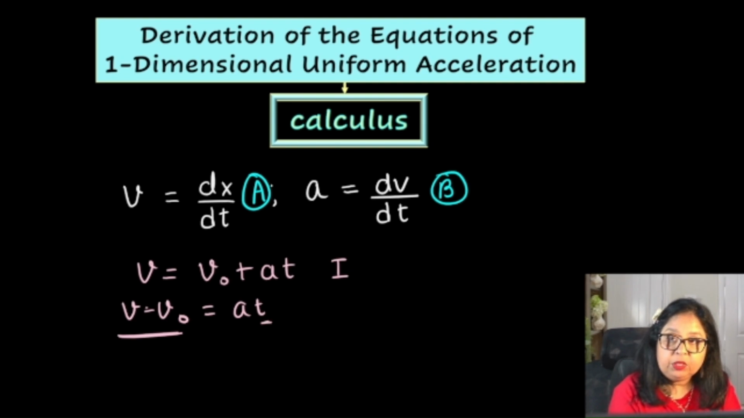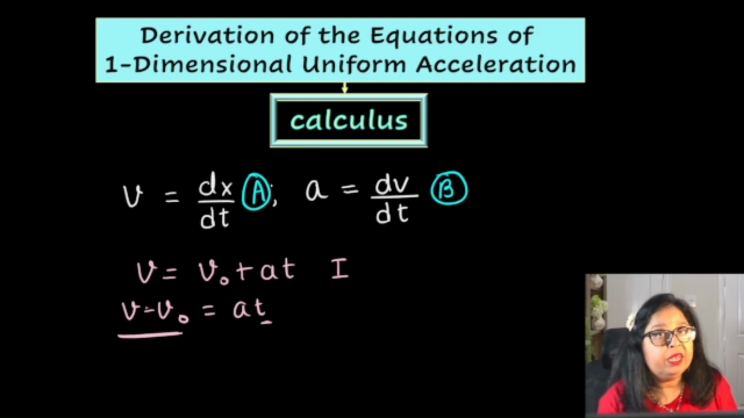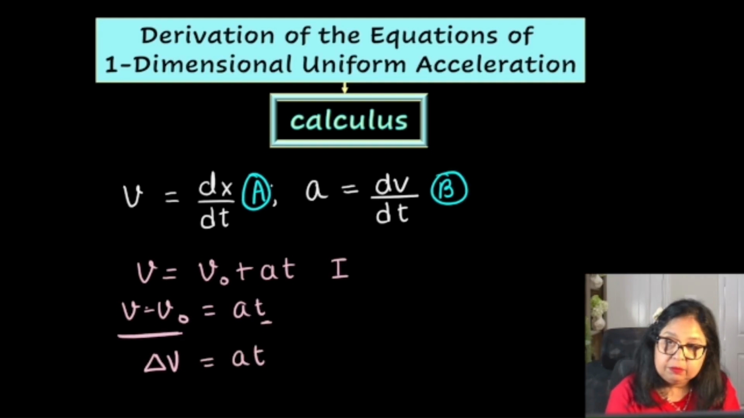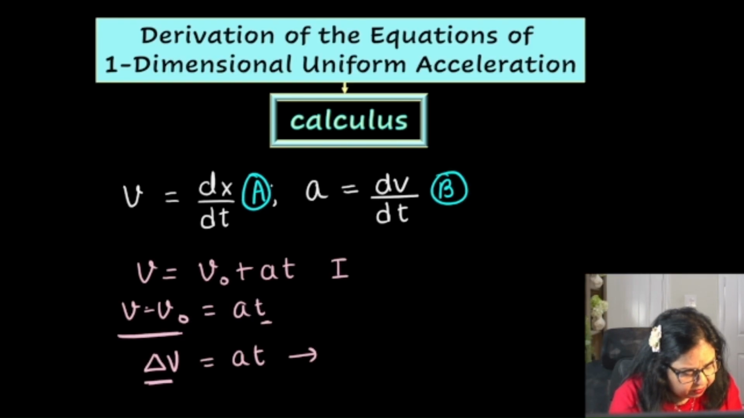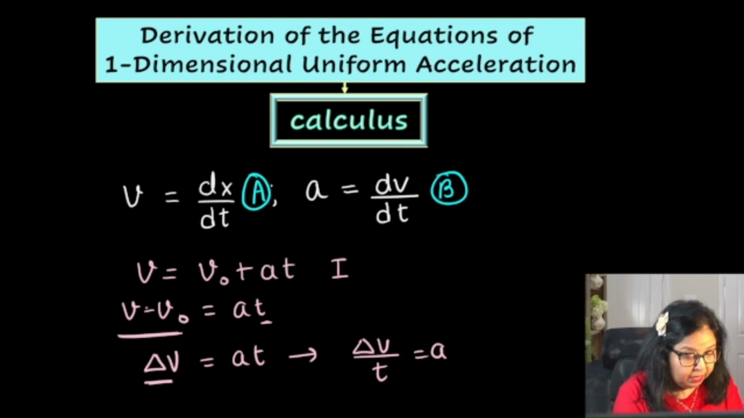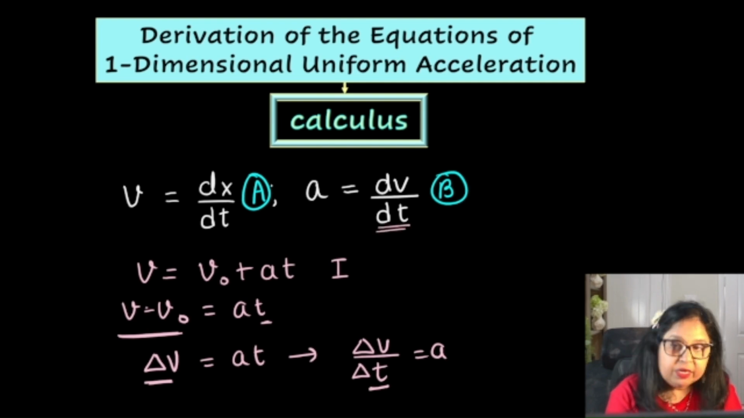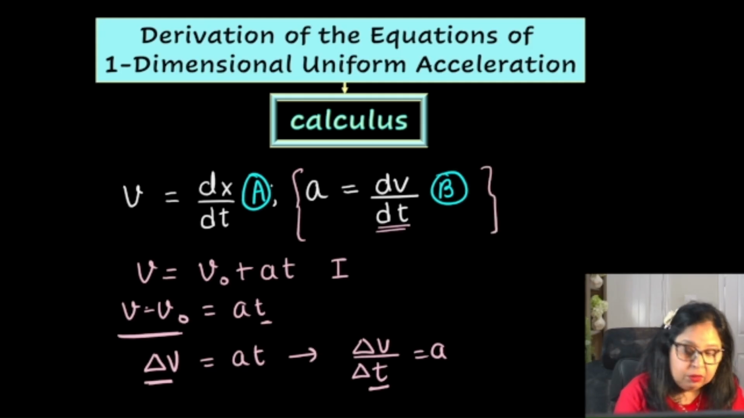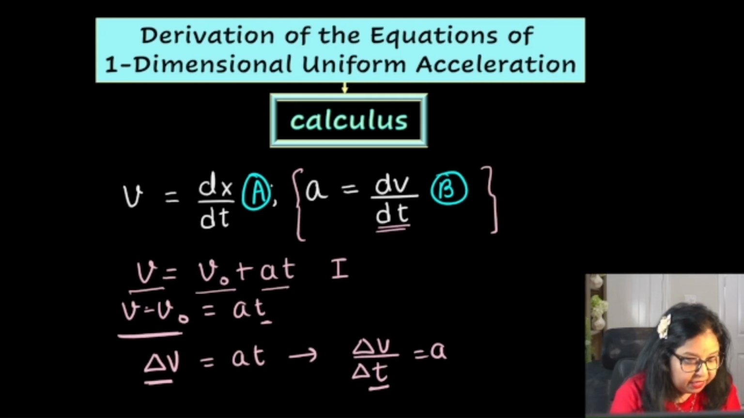And in physics, we represent change by what? We represent change by a delta. So this is delta v equals at, correct? Now this is basically delta v divided by t equal to a. And to be technically correct, we have delta t at the bottom. And in the limit that delta t approaches 0, delta v over delta t changes to dv over dt. So it makes sense to use equation B to derive v equals v naught plus at.